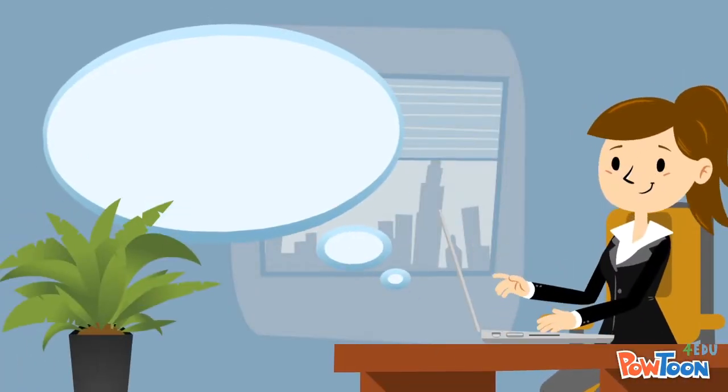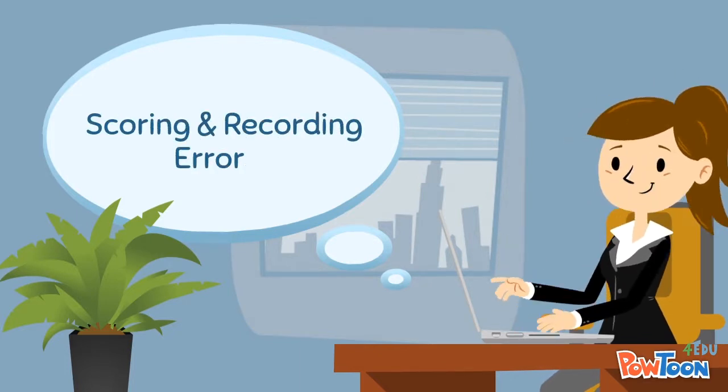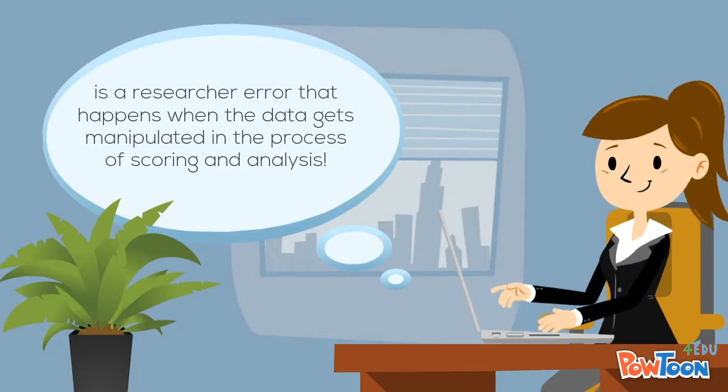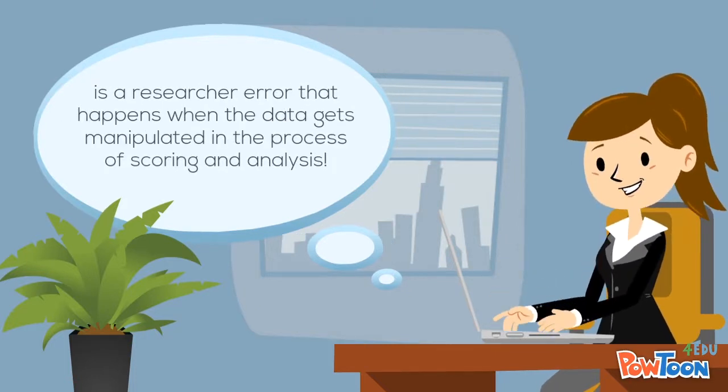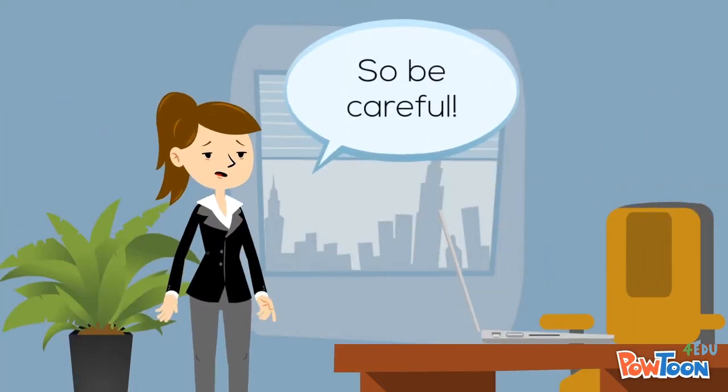Scoring and recording errors are the fault of the researcher and not the participant. They occur when the data is changed or manipulated in the process of scoring the assessment or reporting the findings. You can counter this error by being careful.